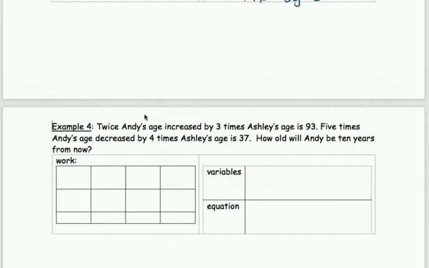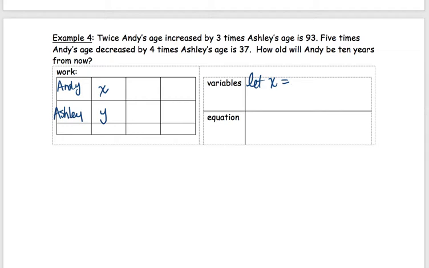All right, let's go through here and start building some information. There's a lot of information here. So we have Andy and we have Ashley. It's their ages, so we're just going to go X and Y. Let's make our let statement here. Let X be Andy's age.